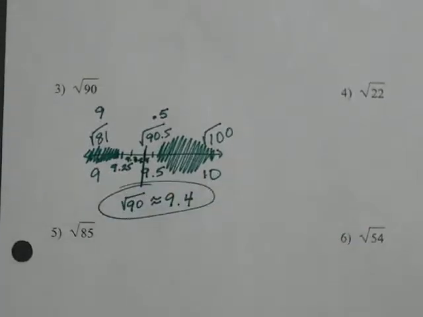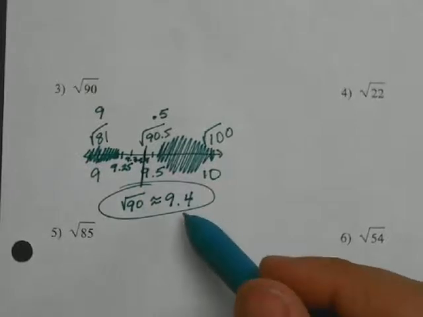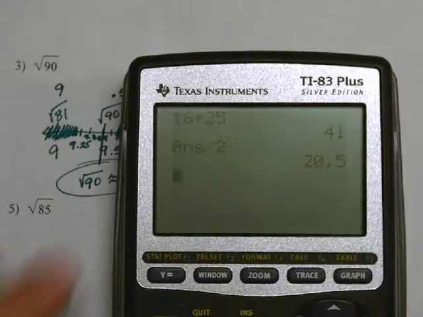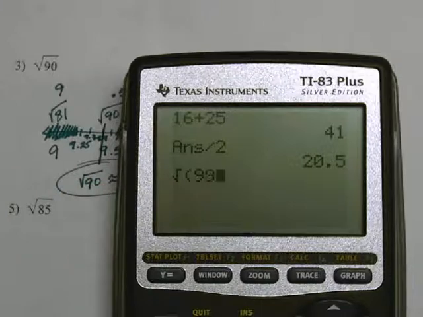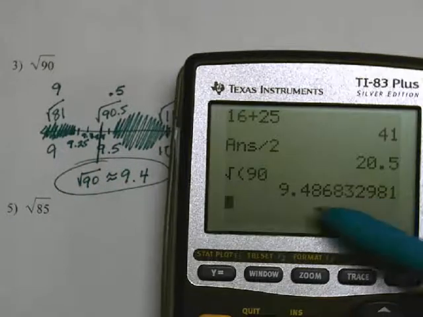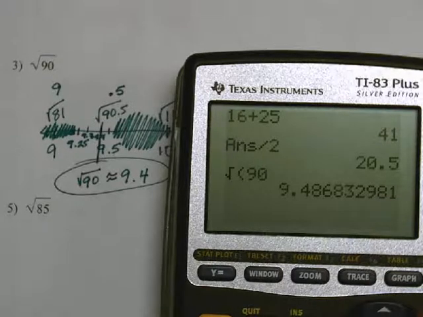Now, if you got 9.3, are you okay? Absolutely. This is approximation. You're approximating it. Okay? And if we were to go to a calculator, even in this video, and we were to say, okay, what is the square root of 90? 9.48. I said 9.4, but this is an exact answer. We're looking for an approximation because there's going to be many times you're not going to have a calculator for that.